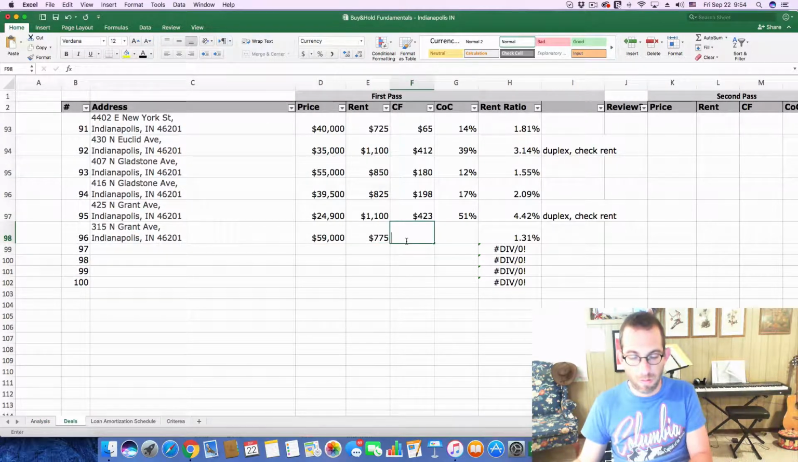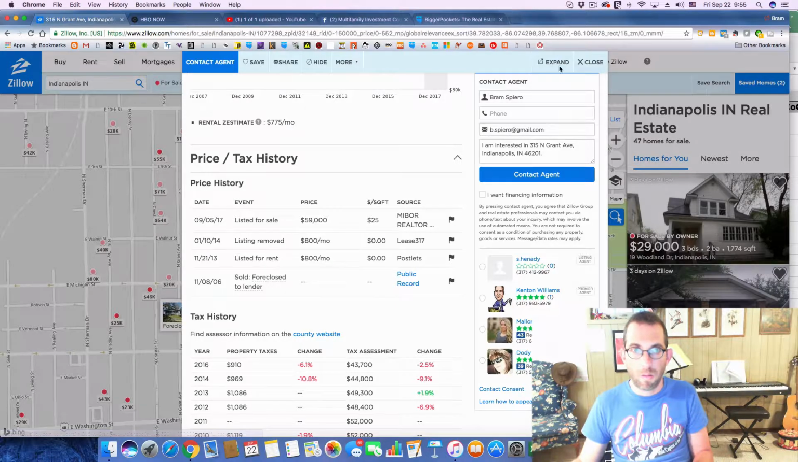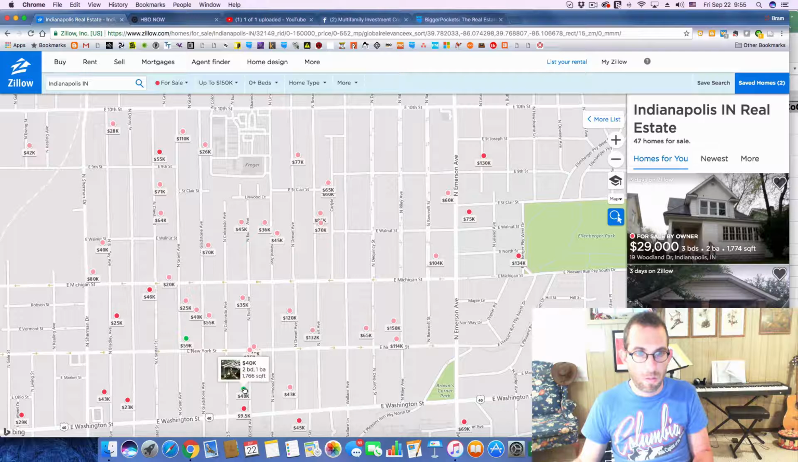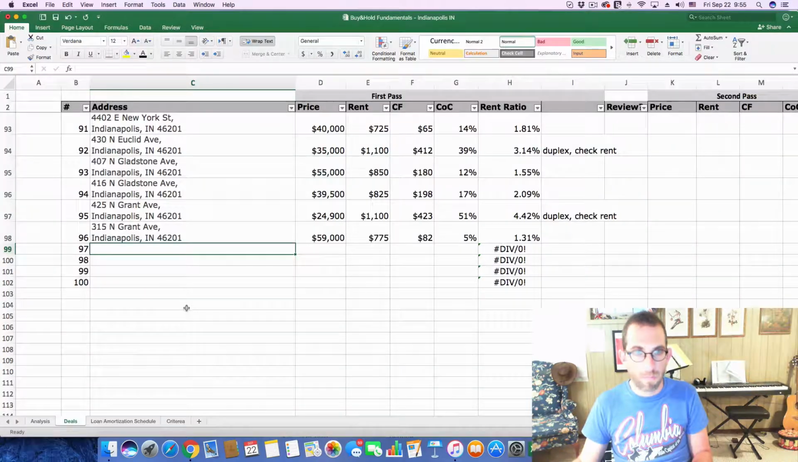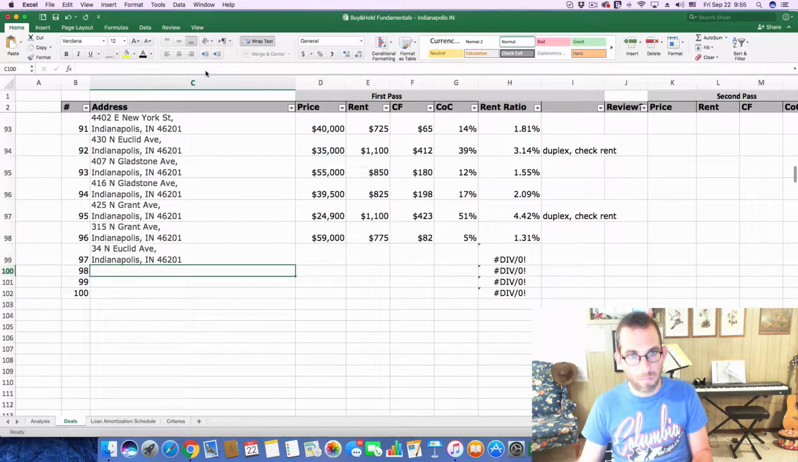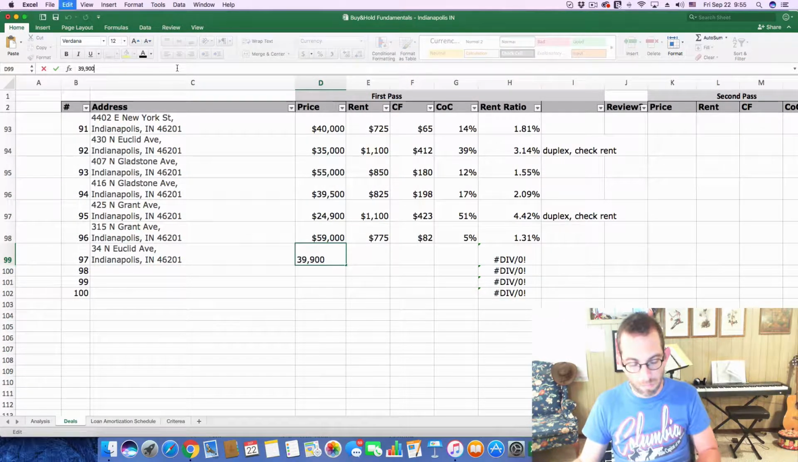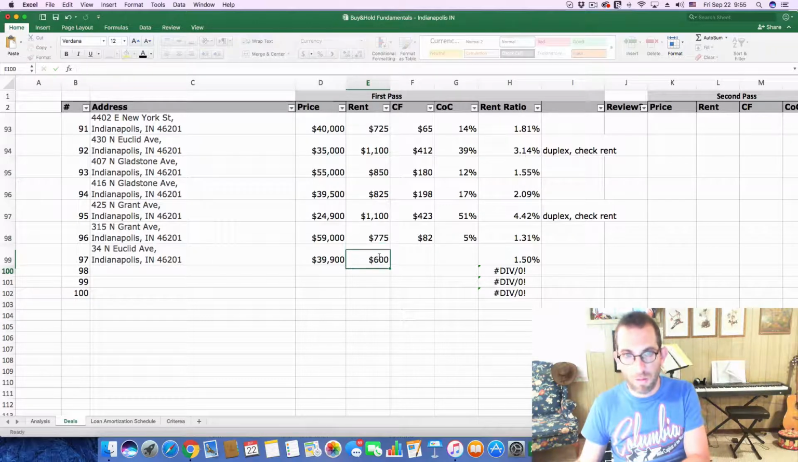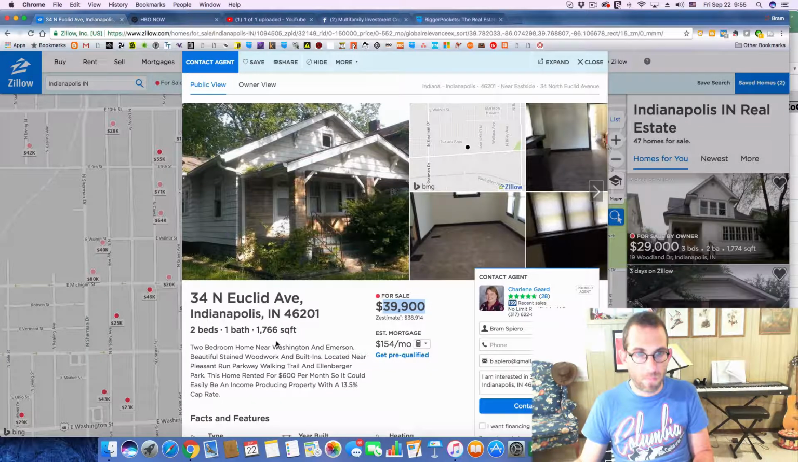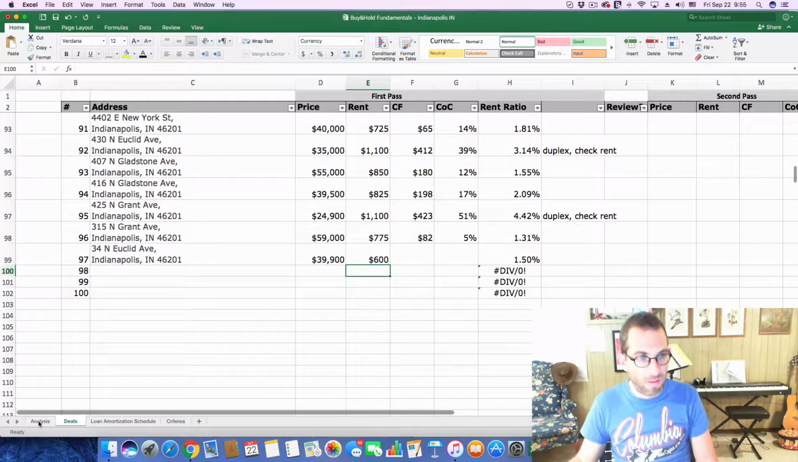$82, 5%. Sweep these guys up. $600. Claiming a 13.5% cap rate. Let's see if that holds up.